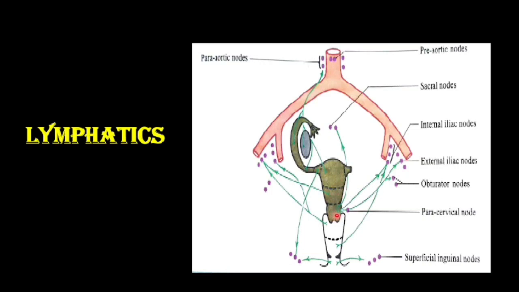From the fundus and the upper part of the body, most of the lymph vessels drain into the pre-aortic and para-aortic lymph nodes, and these are traveling along the ovarian vessels.